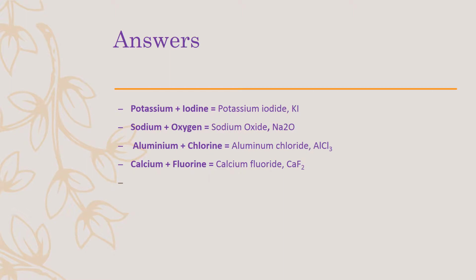The answers: potassium plus iodine equals potassium iodide, KI. Sodium plus oxygen equals sodium oxide, Na2O. Aluminum plus chlorine equals aluminum chloride, AlCl3. And calcium plus fluorine equals calcium fluoride, CaF2.